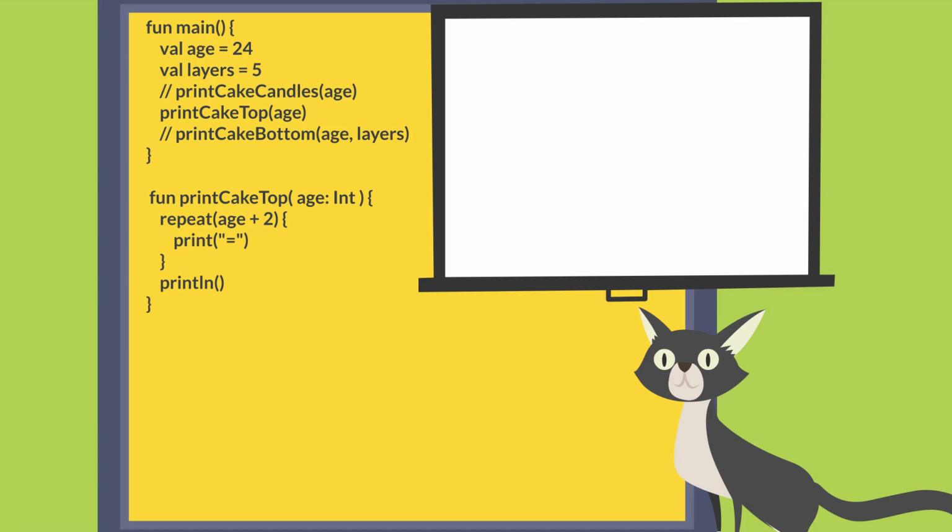4. In main function, delete the double slash symbol from the beginning of the printCakeTop code line, because this function already exists. 5. Run your code to see the top of the cake.